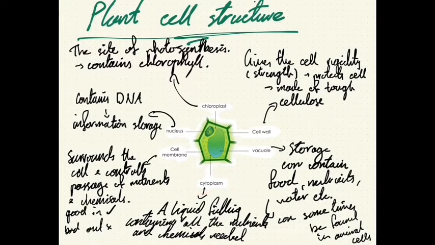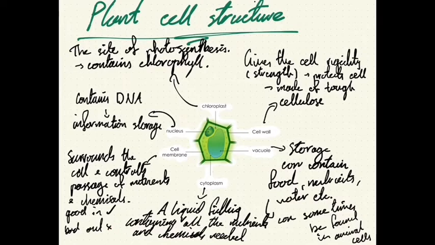Cytoplasm. Again, this liquid filling contains all the nutrients and chemicals needed for a cell to function. Cell membrane, again similar to that found in our animal cell, surrounds the cell and controls passage of nutrients and chemicals, with the good coming in and the bad going out. Bad in this case being waste.